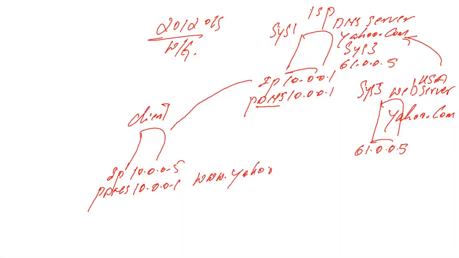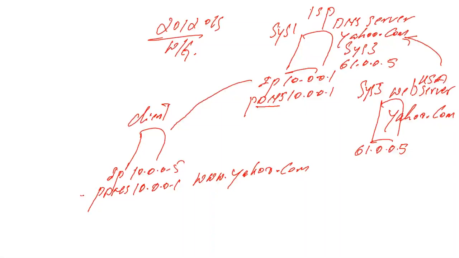Now the user types www.yahoo.com. Once I press enter, this is my home PC, I'm an end user sitting on my home PC. Tell me, will the first request go to the web server, or to the DNS server? The request will go to the ISP DNS server.